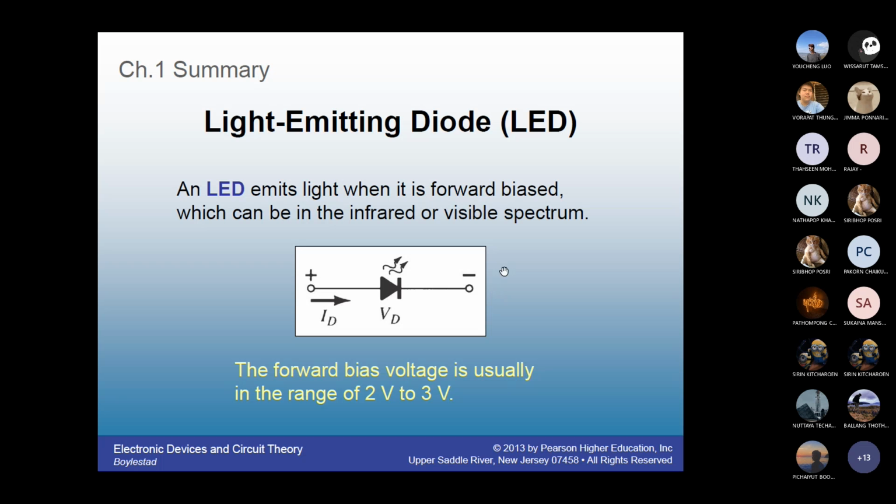The symbol for LED is a bit different. As you can see, you have a regular diode symbol, but next to the diode symbol, you have a pair of curved arrows. This is the symbol of LED.